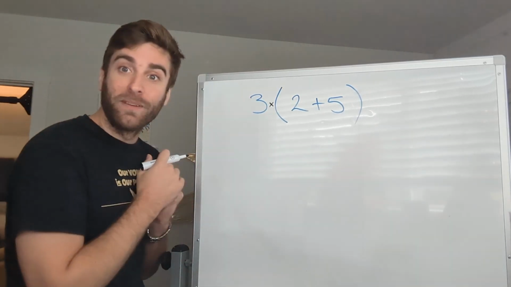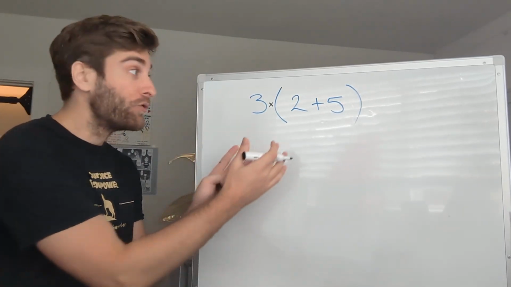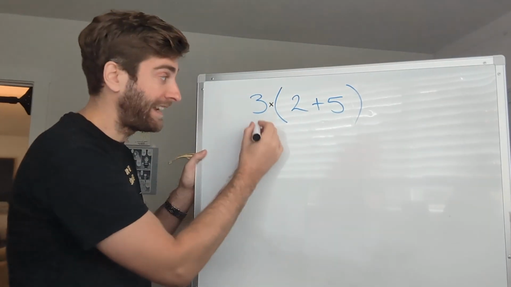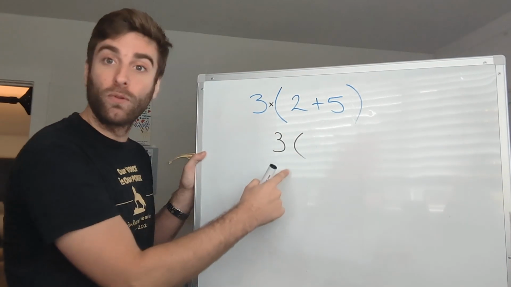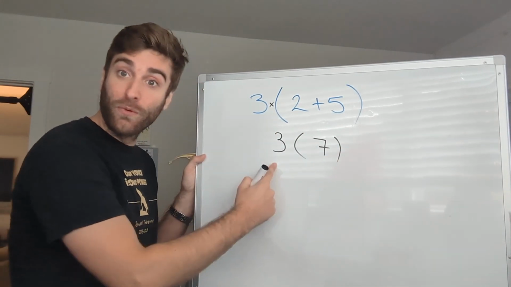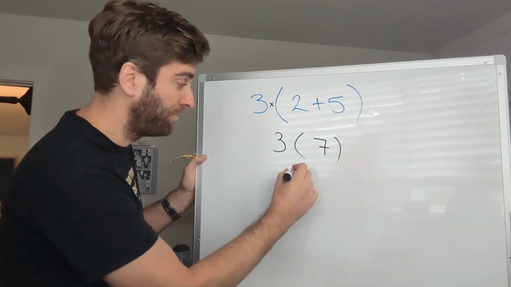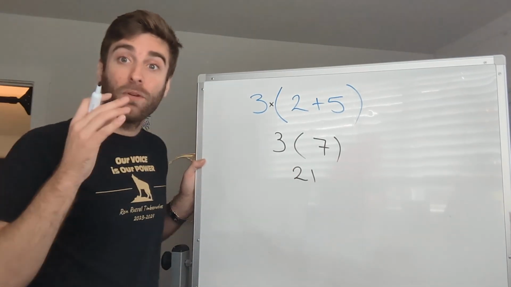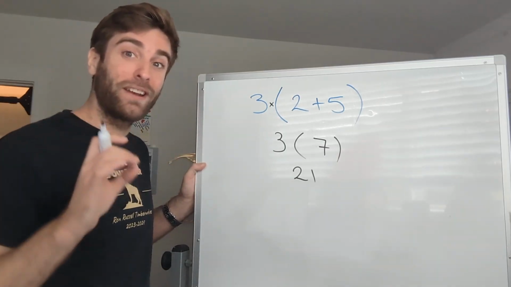When we have a problem like this, pretty simply, we do the parentheses first, so we could write it out. I'm going to work downward. Keep the 3 there. 3, parentheses, 2 plus 5 is 7. 3 times 7, 21. Okay. But what I want to show you guys is that there's a different way to do this as well.